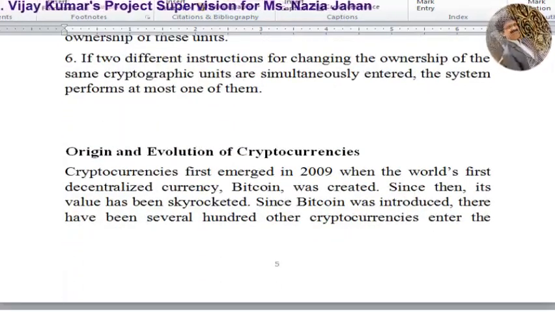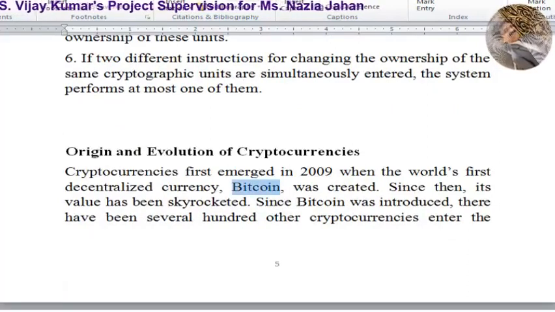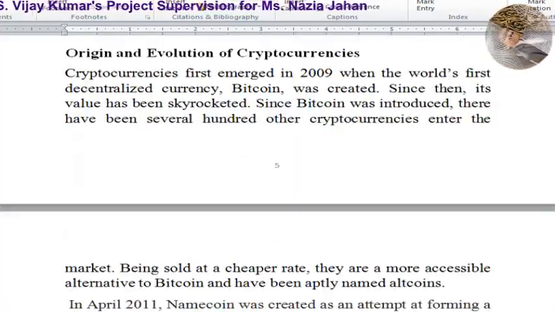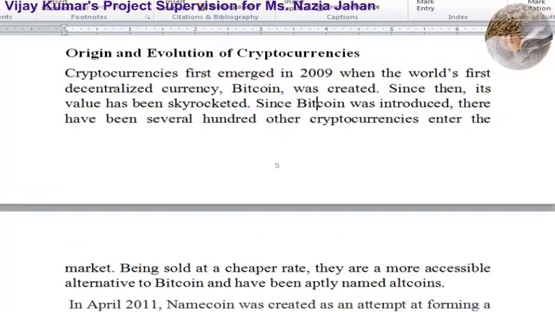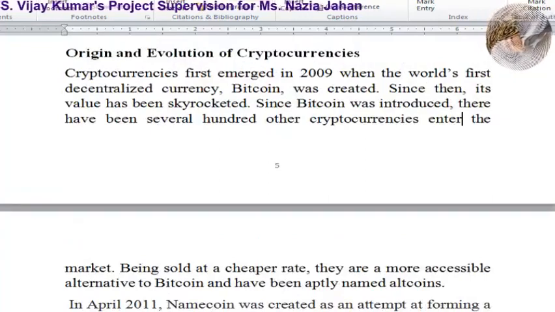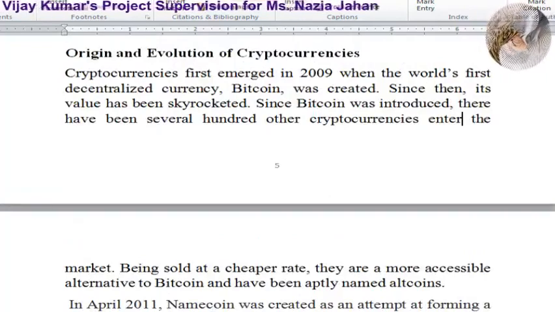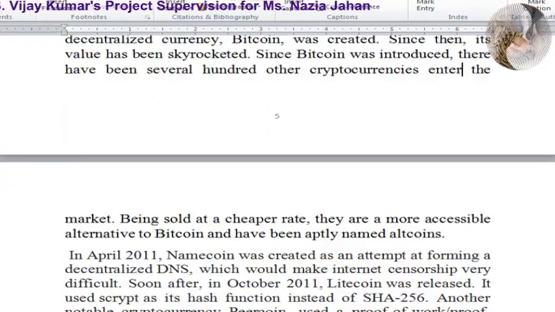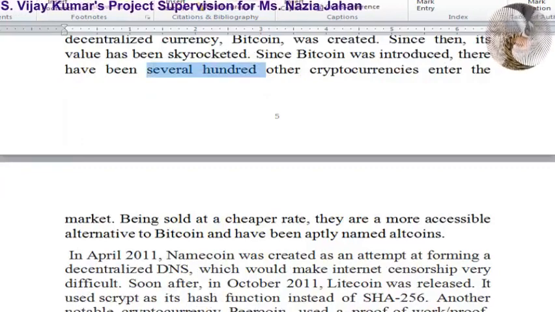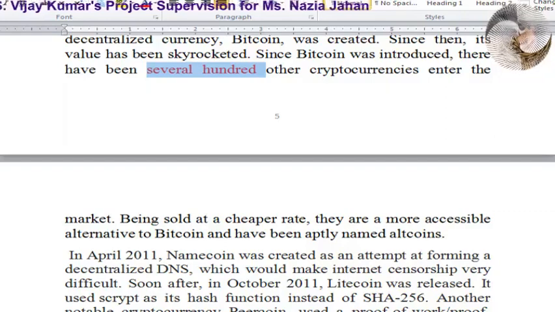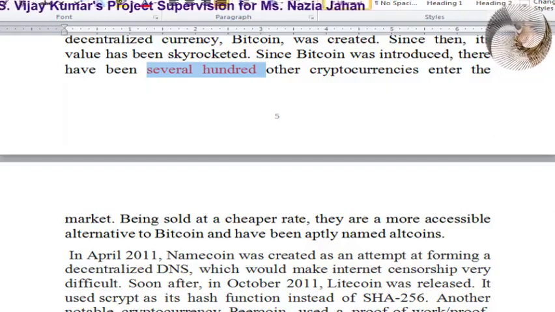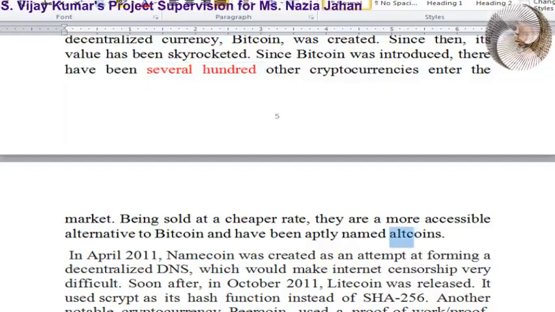Cryptocurrencies first emerged in 2009, the first digitized currency being Bitcoin. Bitcoins is not correct. Introduced, there have been several hundred cryptocurrencies that entered the market being sold at a cheaper rate. Several hundreds are there, ma. Just check how many are there being sold at a cheaper rate. They are a more accessible alternative to Bitcoin and have been aptly named altcoins.